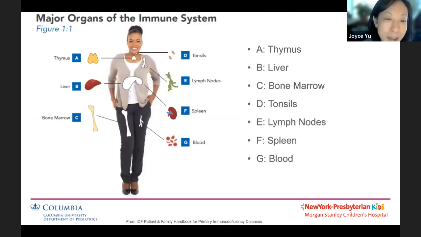So this picture is from the IDF Patient and Family Handbook. It depicts all the major organs of our immune system. All these organs either contain immune cells or immune cells go through them, whether they help the immune cells to develop or help to train the immune cells. There are two major organs that are not depicted here, and those are the skin and our gastrointestinal tract. Our skin contains immune cells that reside within the skin, and immune cells also pass through the skin. The same thing goes for our gastrointestinal tract.